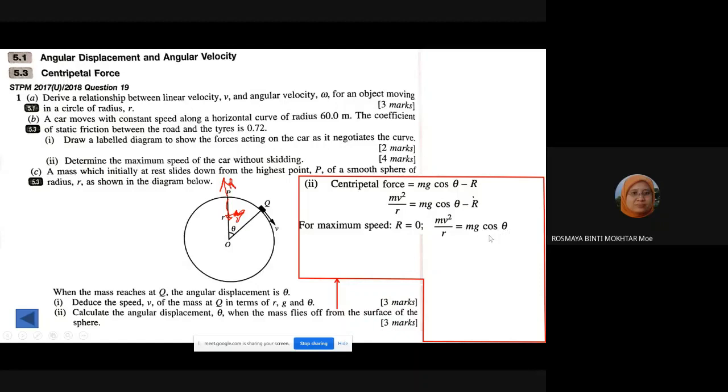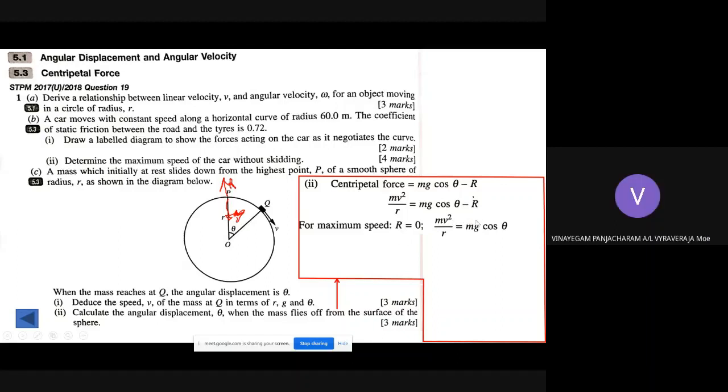Okay, same as we've discussed in the lesson before. For the washing machine, the R is also 0 for the clothes not to fall down or drop down from the wall of the washing machine. So same case goes here.